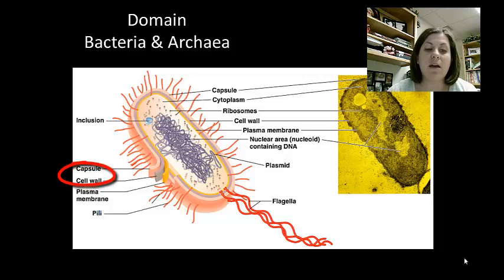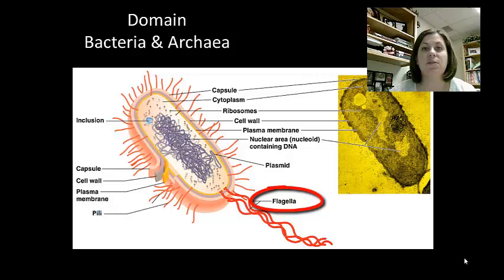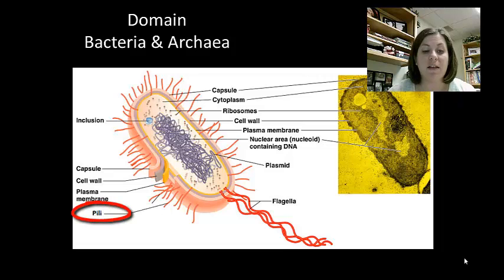Outside the cell wall, some bacteria have what we call a capsule, which can help protect the bacteria from their host defenses. Some bacteria also have flagella, which are tail-like extensions, and these are used for movement, so they whip back and forth to allow for movement. Others have shorter structures called pili, and these are used for attachment. These are hair-like extensions that extend out.